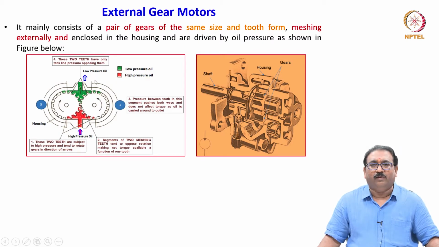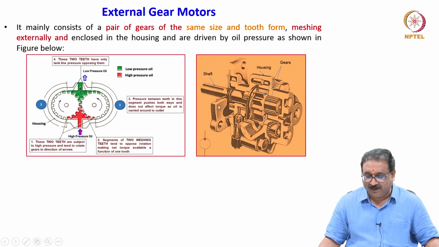Okay, always remember these are also unbalanced motors, because the inlet is high pressure and the outlet is low pressure. This external gear motor can also be used as a bidirectional motor by sending the fluid flow to the other side. Then they will rotate in the other direction. This is also possible in external gear motors.